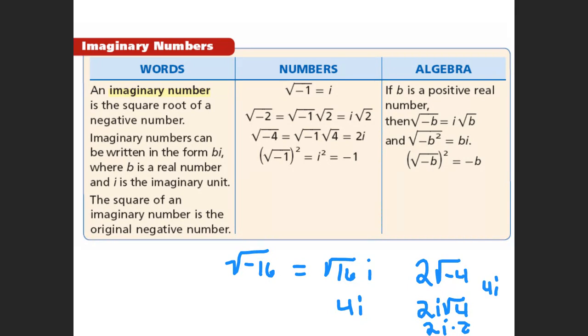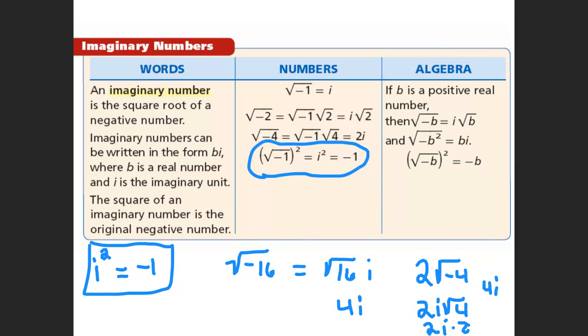Okay? A really important thing in math is that i squared is equal to negative 1. That is so important. Make sure you put this in your notes. i squared is equal to negative 1. And the reason is, if you take the square root of negative 1 squared, the square takes rid of the square root, so negative 1 is really equal to i squared. And i squared is equal to negative 1. Big piece of information in this section, so you have to remember that.